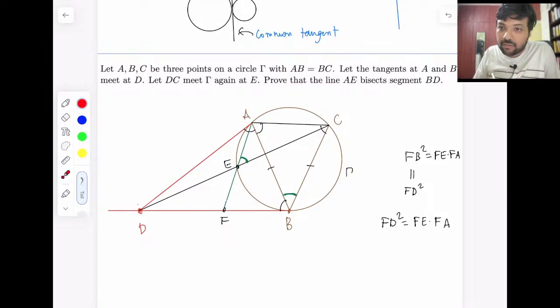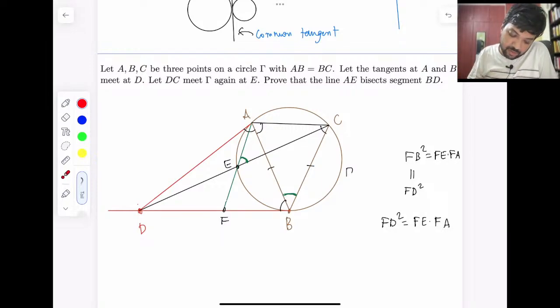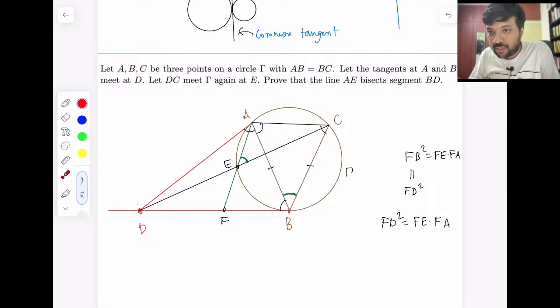Wait. So is this what Viswanathan is saying? Maybe join BE and do power of a point. Well, how will BE and power of a point help? I think this itself is power of a point, right? FD square is FA into FA. Can we say, no? Yeah, that will not work. FD square is FA into. What does that mean? Okay, let me try some other thing.